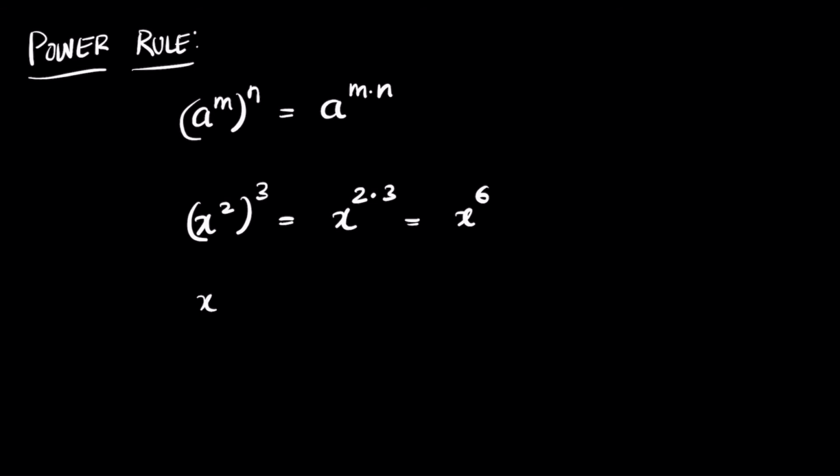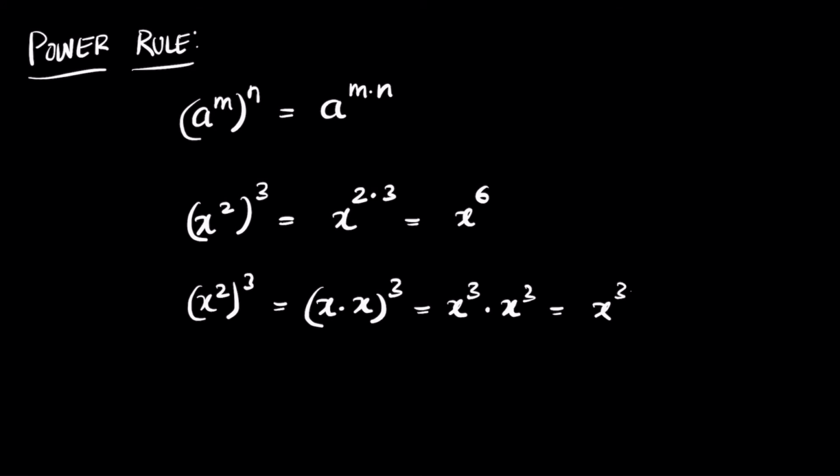If you want to see this as a proof, you can also see it this way. It becomes x square times x square times x square, which if you add the exponents, we will get the same answer, x to the power 6. So this is the power rule of exponents.